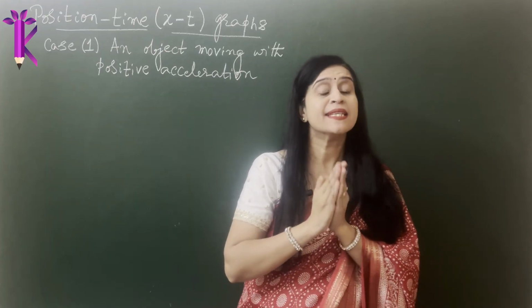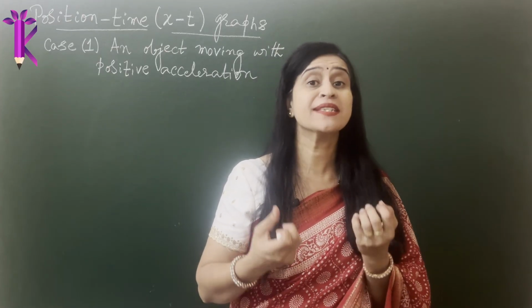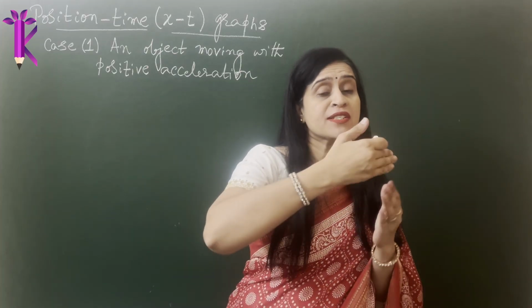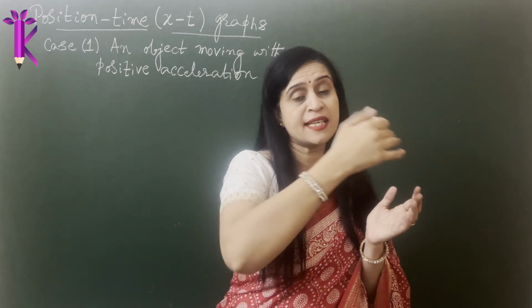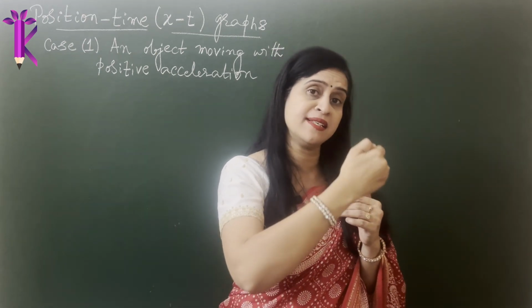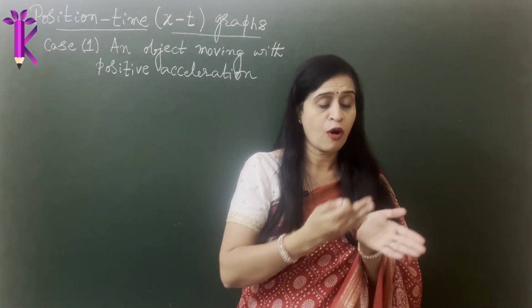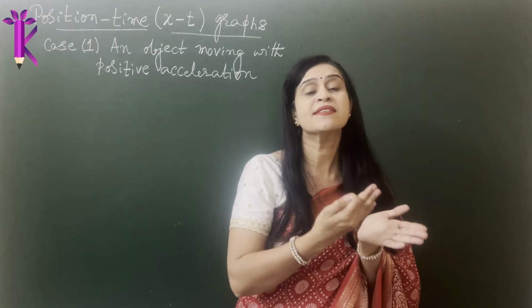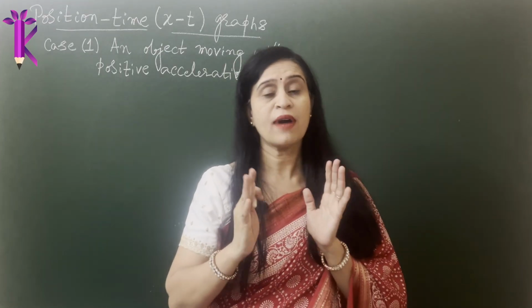Well, now it's time to plot the very first position versus time graph for an object moving with positive acceleration. When I say positive acceleration, that means the change in velocity keeps on increasing, or velocity keeps on increasing with time, and hence you see the acceleration is in the positive range. So how would a graph of position versus time look when you have a positive value of acceleration?